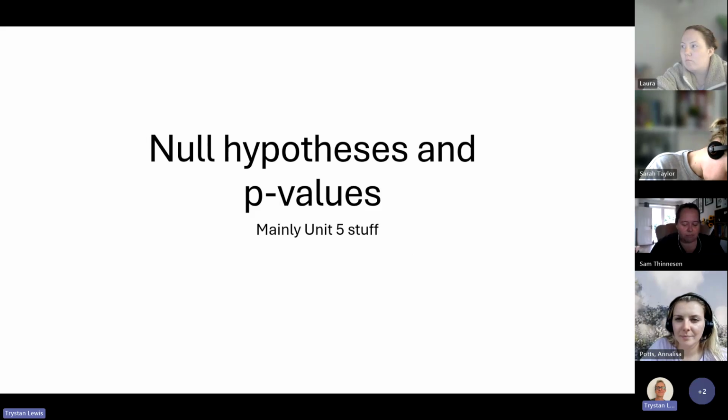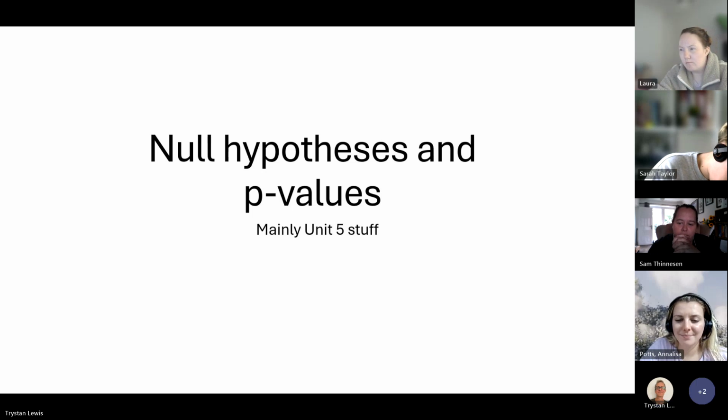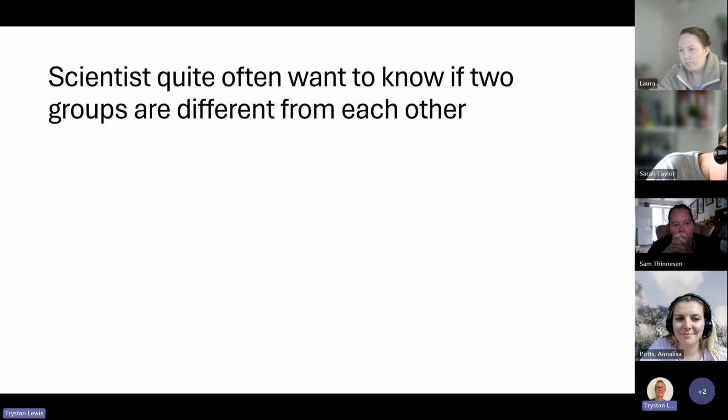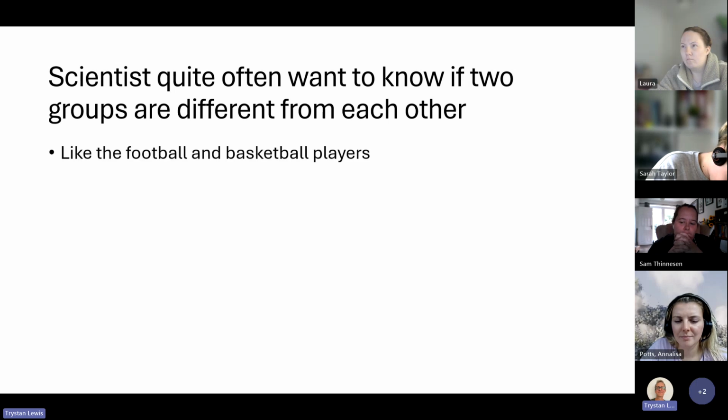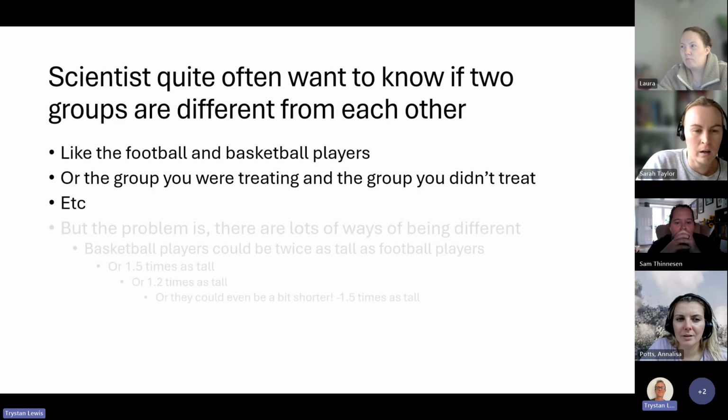Tests and how we choose them, there's these two funny things called null hypotheses and p-values, and we'll have a look at them. Is that all right? Okay, so just to recap, scientists quite often want to know if this group is different to that group, like we were talking about, football players, basketball players, the group I was treating, the group I didn't treat, etc.